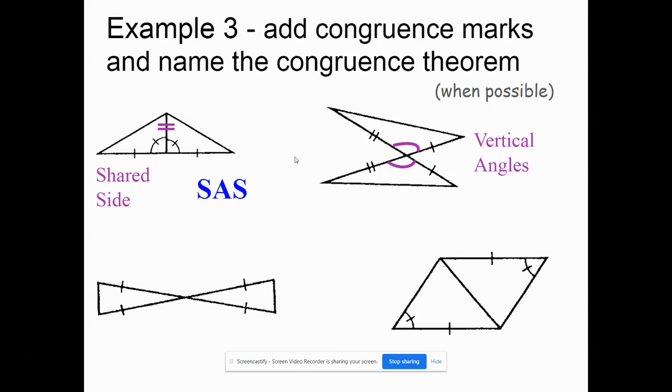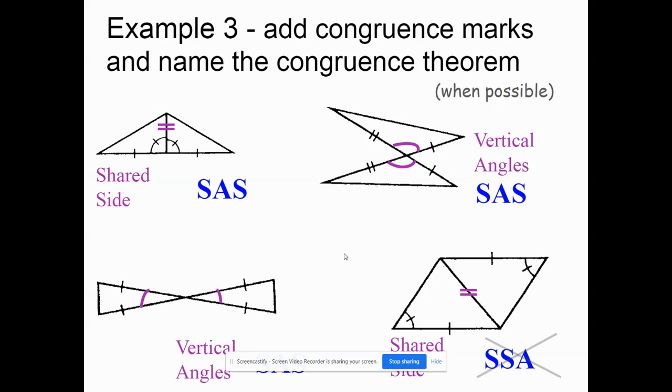Here I have vertical angles. So that'd be side, angle, side. Same thing, vertical angles again, which gives me a side, angle, side. Here I have a shared side, which gives me angle, side, side. No good.